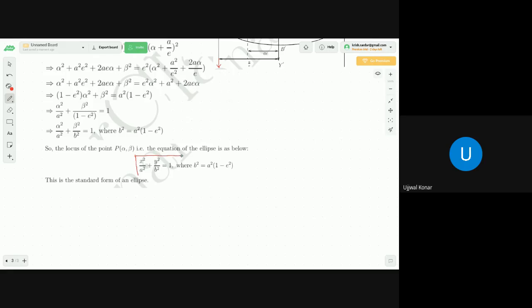So dear students, whenever you get an equation like this, x square by a square plus y square by b square equal to 1, in which b square equal to a square into 1 minus e square, we can say this is an equation of an ellipse with eccentricity e. Okay, now what are a and b? That we are going to discuss now, and we'll discuss in detail.